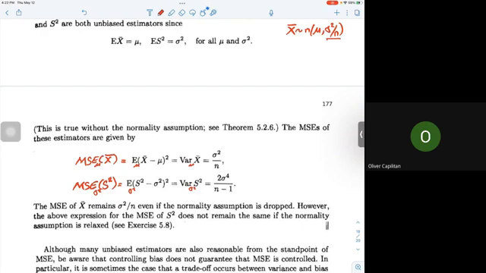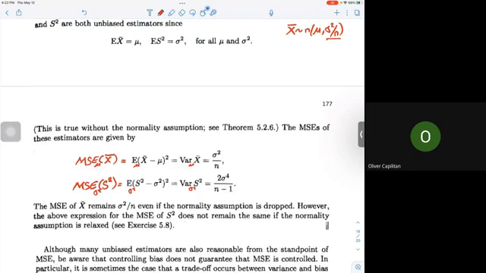We have seen this before, no? We have a theorem in which alam na natin na IID yung random sample natin, having a mean mu and a variance sigma square. The mean of the sample mean is still equal to sigma square over n. Nasa STAT 331 yan. So however, the above expression for the MSE of the sample variance does not remain the same if normality assumption is relaxed.